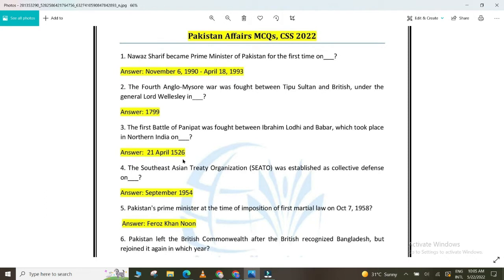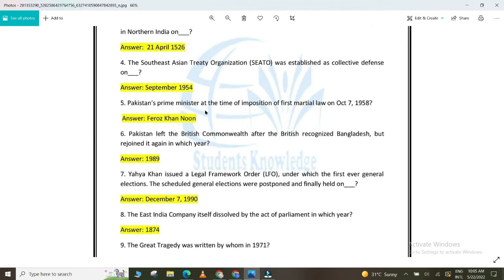April 1526. The Southeast Asian Treaty Organization was established as a collective defense in September 1954. Pakistan's Prime Minister at the time of imposition of the first martial law on October 7, 1958, was Firoz Khan Noon. Pakistan left the British Commonwealth after the British recognized Bangladesh but rejoined it again in which year?